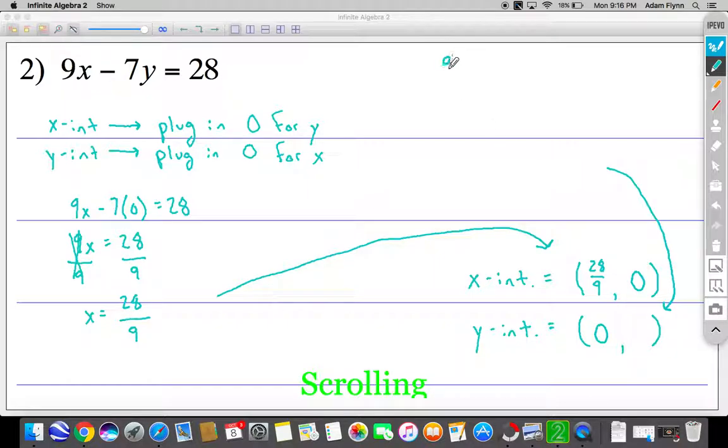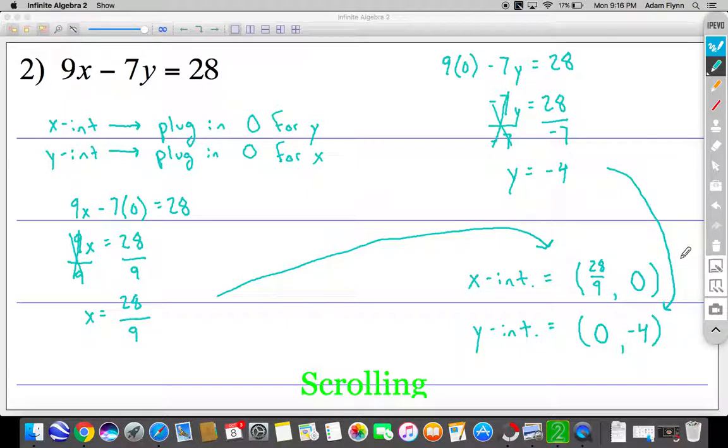So we have 9 times 0 minus 7y equals 28. So 9 times 0, that cancels. So we're left with negative 7y equals 28. I'll divide both sides by negative 7. Those negative 7's cancel. So we get y equals 28 divided by negative 7. And 28 divided by negative 7 is negative 4. So we can take that negative 4 and plug it into our ordered pair down here.